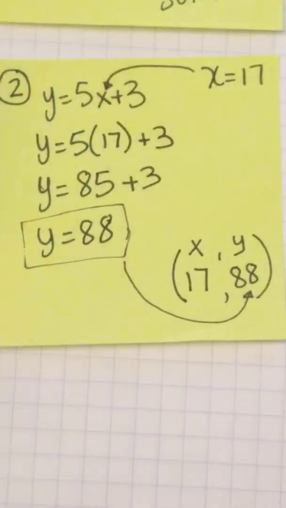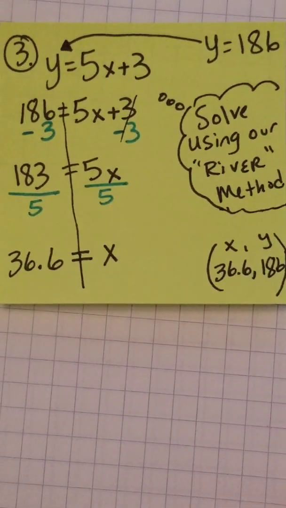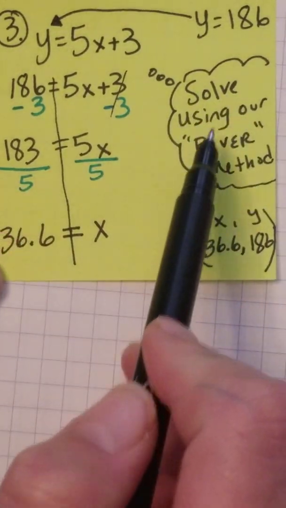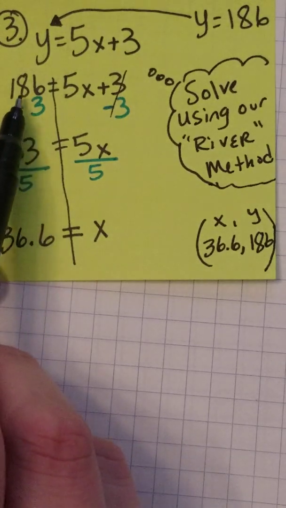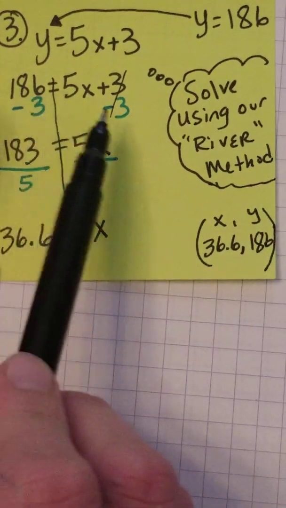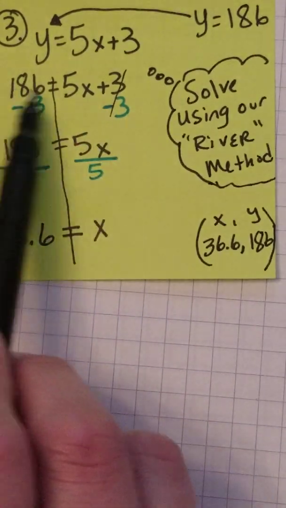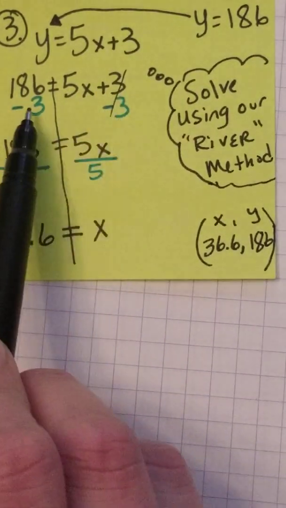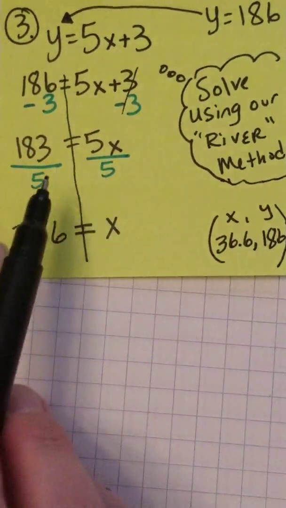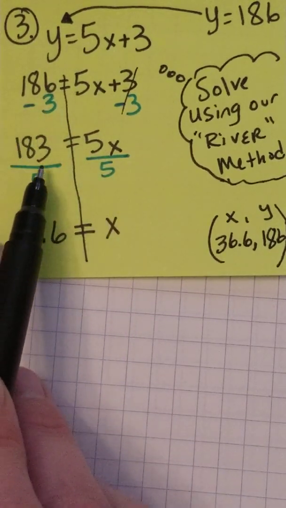All right, the last one and the hardest one. Number 3. So when y equals 186, what is x? Right here, you are using your river method. So now I have a situation where there's a number sitting alone on one side, and I have to solve for x. So my first step, it's kind of like reverse order of operations. So I take care of any addition and subtraction first. 5x plus 3, if I subtract 3 from both sides, don't forget to make my river. That equal sign goes down the river. And then I'm left with 183 equals 5x. 186 minus 3 is 183.